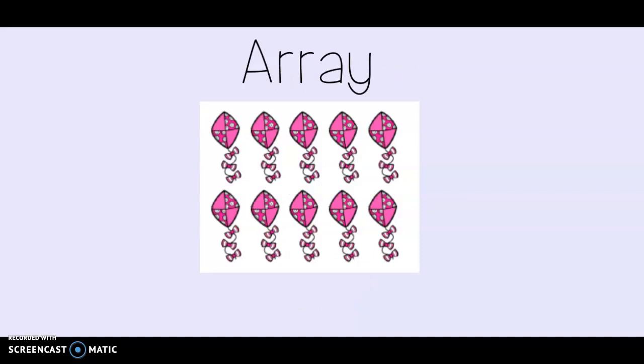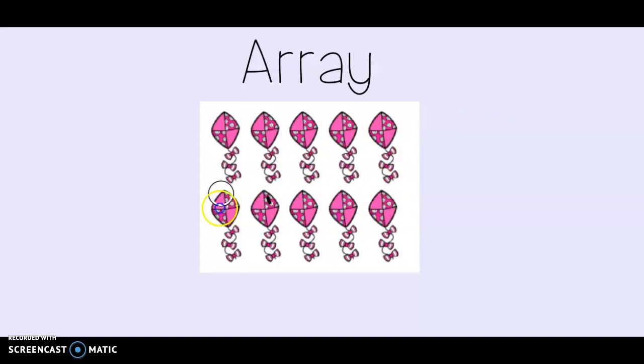Now you might say, what in the world is an array? Well, as you can see on my screen, I have posted a picture of an array. Do you notice anything about that picture of the kites? You might notice that the top and the bottom row of kites are the same. On the top, there are 5 kites, and on the bottom, there are 5 kites. You might notice that the kites are perfectly lined up with each other. They're very organized and very neat. Those things would be correct.